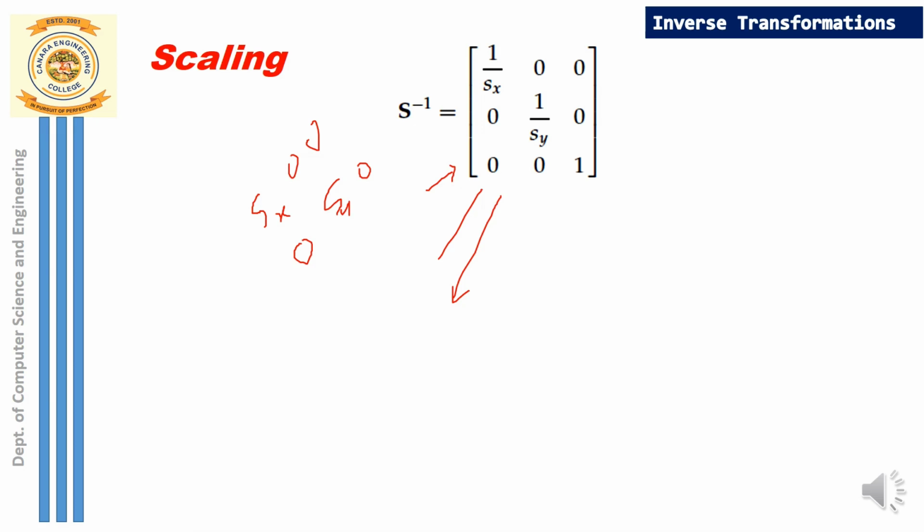Now in order to apply the reverse scaling, you just have to take the inverse of that, or the reciprocal of Sx and Sy. So this reciprocal indicates the inverse scaling, that is in the negative direction. Suppose you had increased the size of the object, if you want to get back the original shape, again you need to decrease the object in the reverse direction. So the inverse scaling factor is 1 by Sx and 1 by Sy.